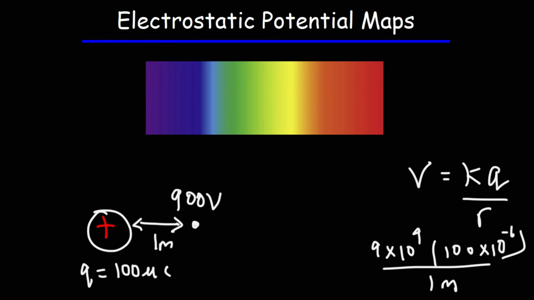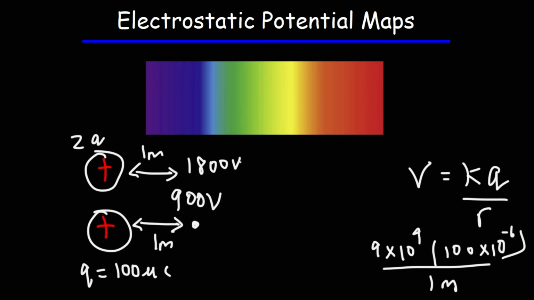Now, let's say we double the charge. Instead of Q, let's say it's 2 times the value of Q, or 200. So if we double this number, at the same distance of 1 meter, the electric potential will double to 1800 volts. So as the electric charge increases, the electric potential increases.